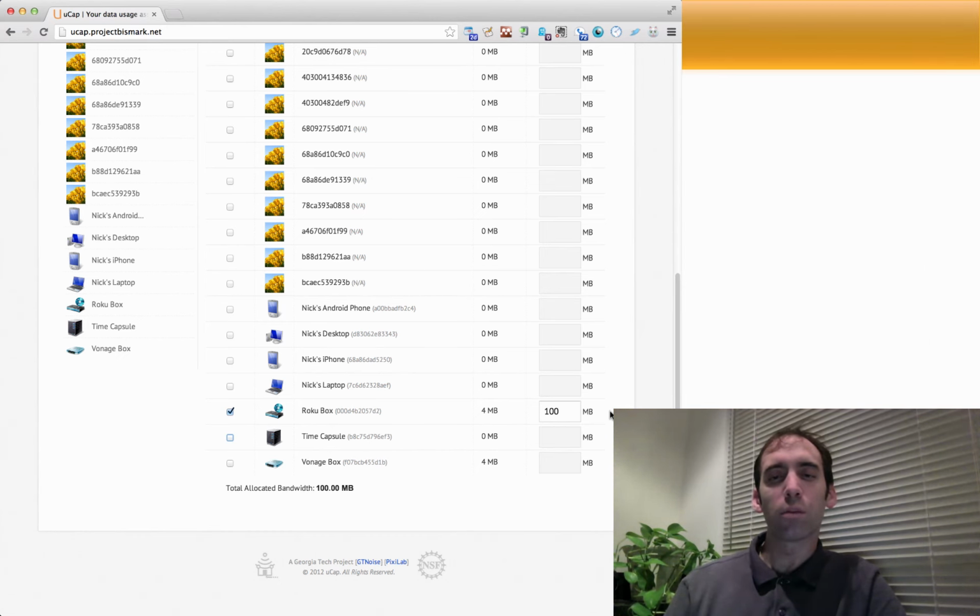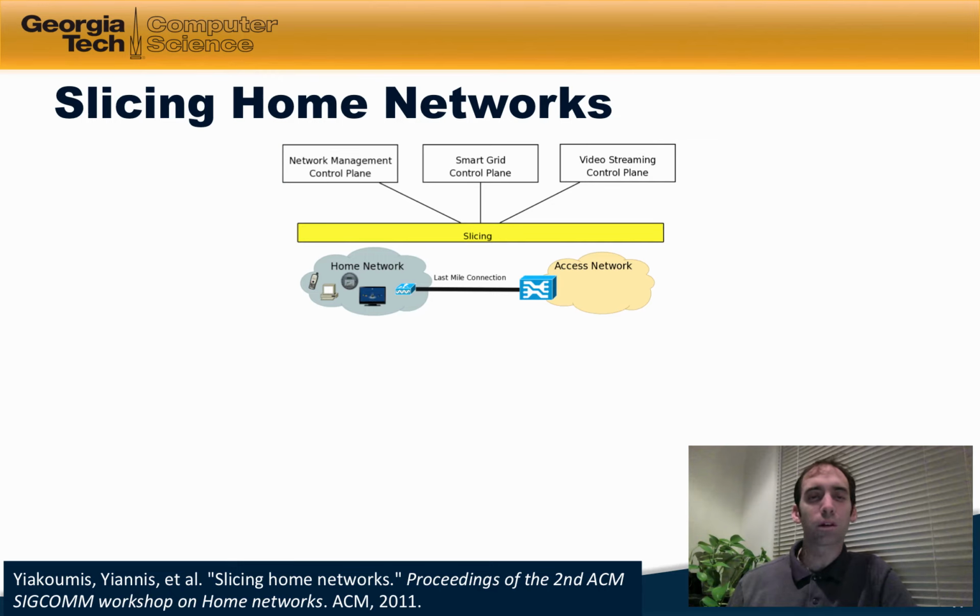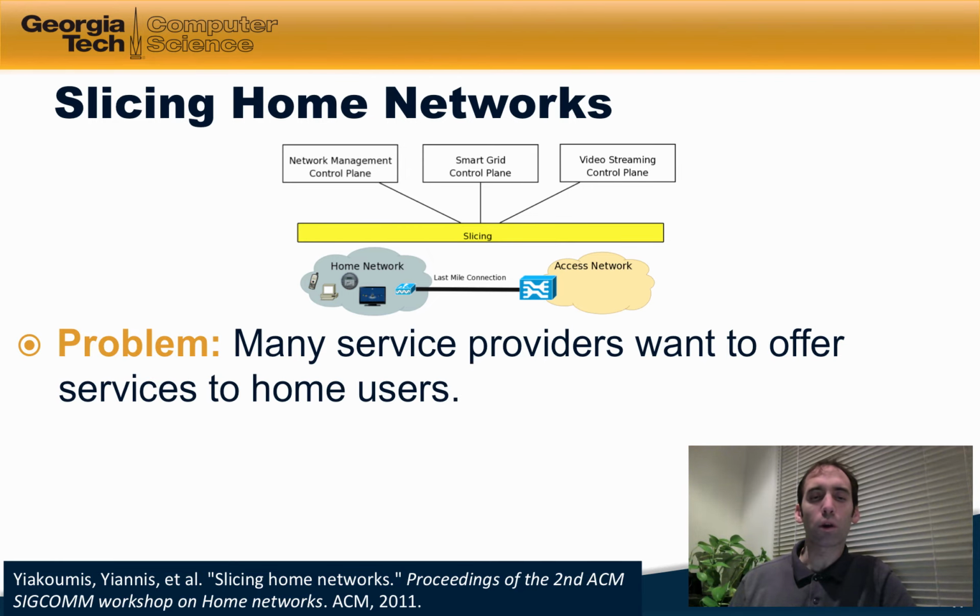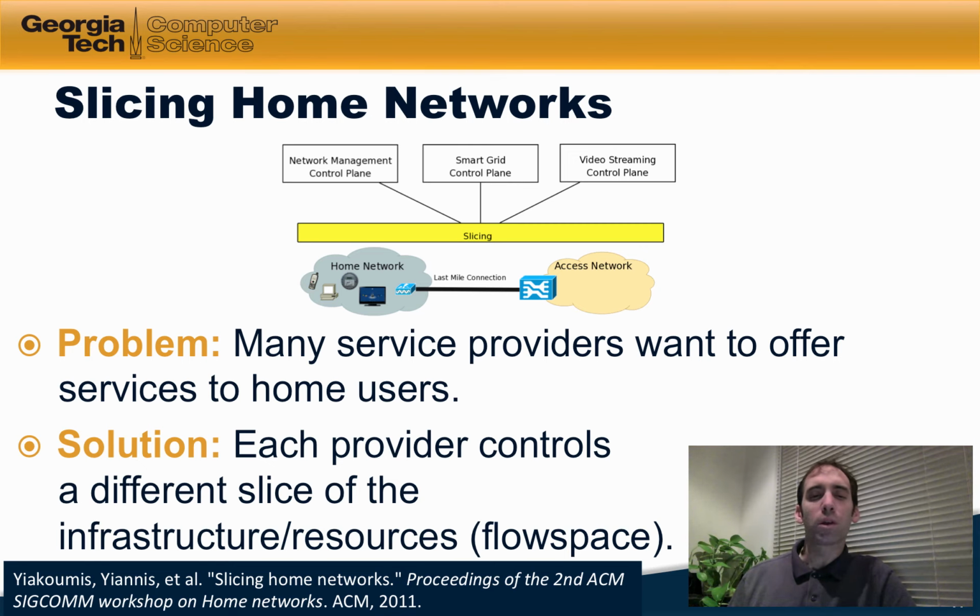Another application for SDN in the home is slicing. Consider a situation where different service providers, such as a smart grid provider and a video streaming provider, each want access to different resources or infrastructure in the home network. Many of these service providers want to offer services to home users with guaranteed performance and reliability. Unfortunately, it is very costly to have each of them deploy their own network infrastructure. A solution to this problem is to slice the home network such that each provider controls a different slice of the infrastructure or resources, using the flow space concept that we saw earlier in the course when we looked at FlowVisor.